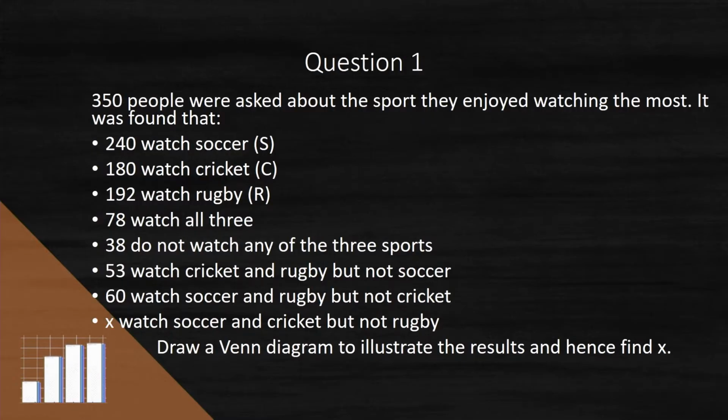All right. So in question 1, we are told that 350 people were asked about the sport that they enjoy watching the most. That 350 is important because it tells us the total number of elements in the sample space. Okay? It was found that, and I'm not going to read through all of it, but basically it tells you how many watch soccer, how many watch cricket, and how many people watch rugby. You will see that soccer is represented by the symbol S, cricket is represented by C, and rugby is denoted by an R.